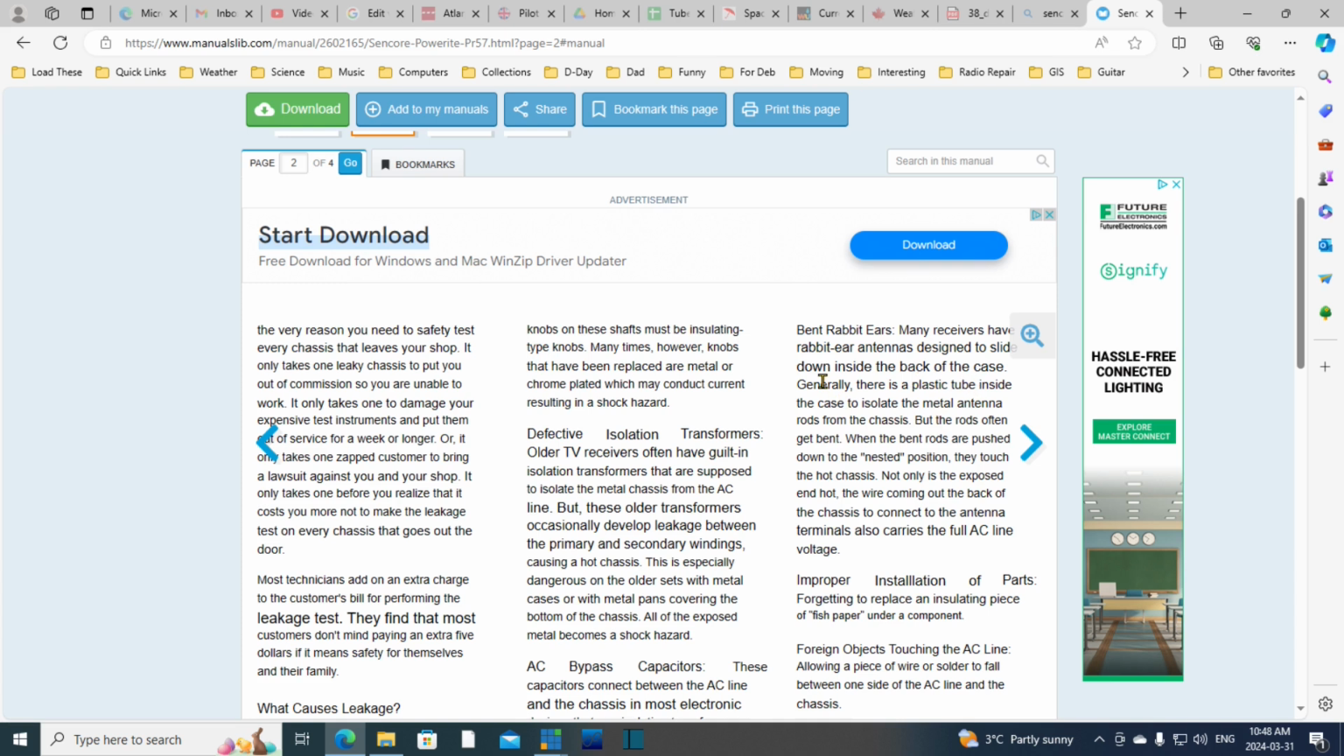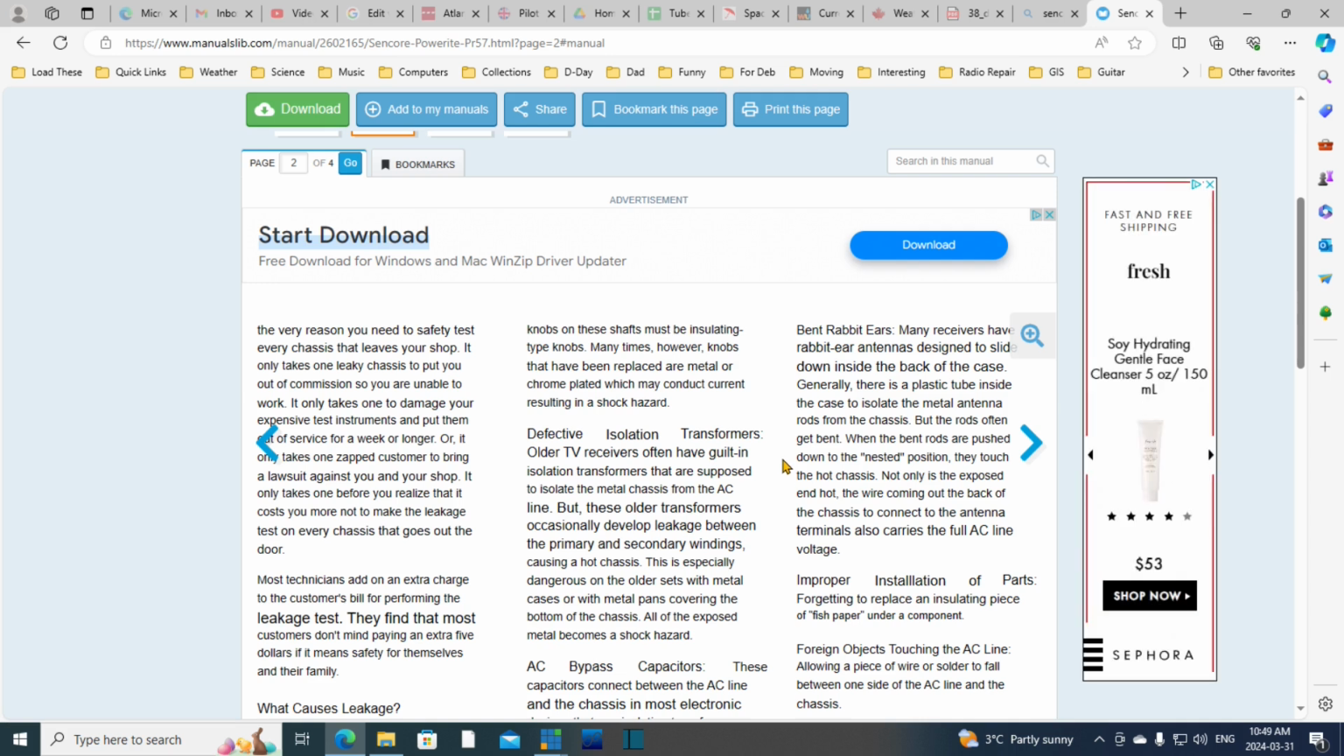Many receivers have rabbit ear antennas designed to slide down the back of the case. Generally, there is a plastic tube inside the case to isolate the metal antenna rods from the chassis. But the rods often get bent, and when the bent rods are pushed down into the nested position, they touch the hot chassis. Yeah, this probably happened.